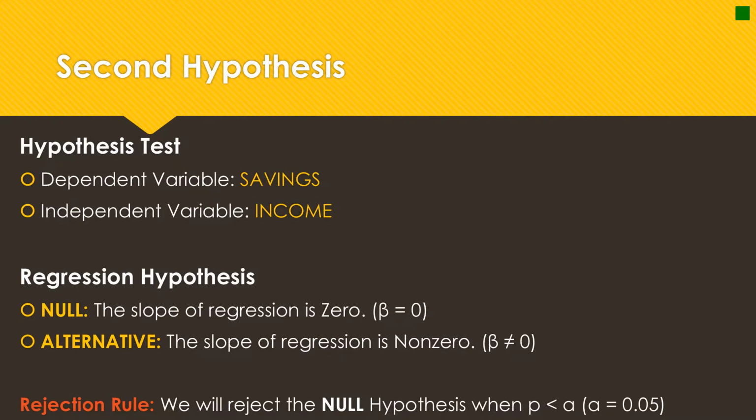Moving on to the second hypothesis. In the second hypothesis, we have savings as the dependent variable and income as the independent variable. Again, we have been given a null hypothesis: beta equals 0. The alternative says beta is not equal to 0. So the rejection rule will be: we will reject the null hypothesis if p is less than alpha.